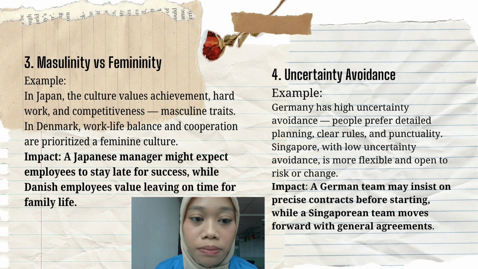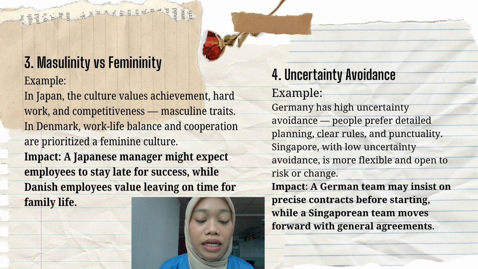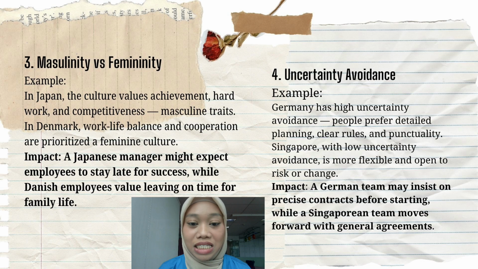Now to number three, masculinity versus femininity. What is the example? In Japan, the culture values achievement, hard work, and competitiveness. Those are masculine traits. But in Denmark, work-life balance and cooperation are prioritized, a feminine culture. So the impact is that a Japanese manager might expect employees to stay late for success, while Danish employees value leaving on time for family life.